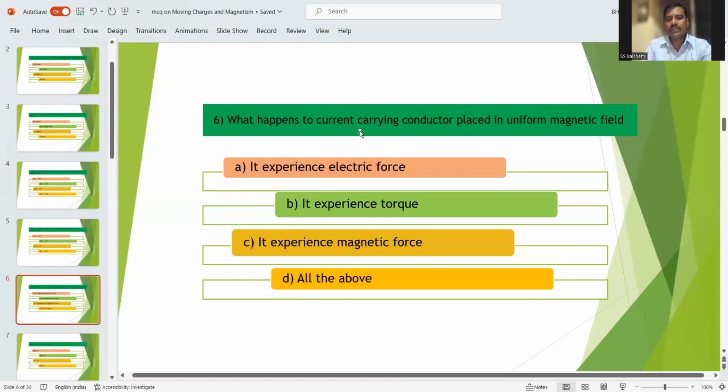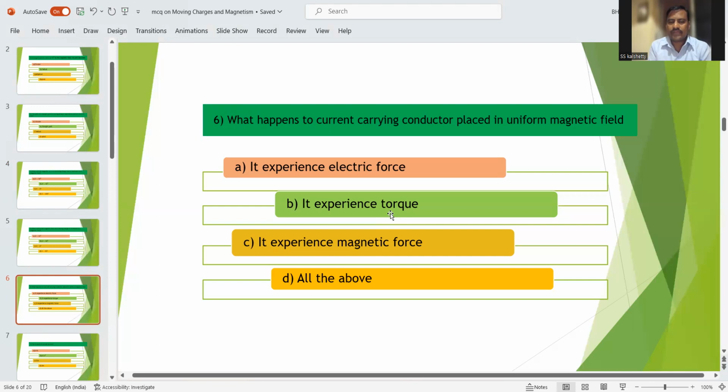What happens to a current carrying conductor placed in a uniform magnetic field? You remember, when a current carrying conductor is placed in a uniform magnetic field, it experiences a torque. Only remember it experiences a torque, right? Now we'll see the options. It experiences electric force? No. It experiences a torque? Yes. It experiences a magnetic force. All the above.